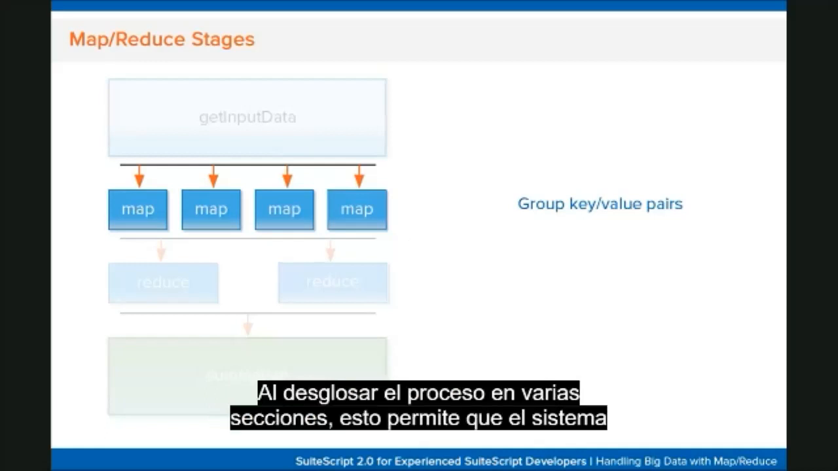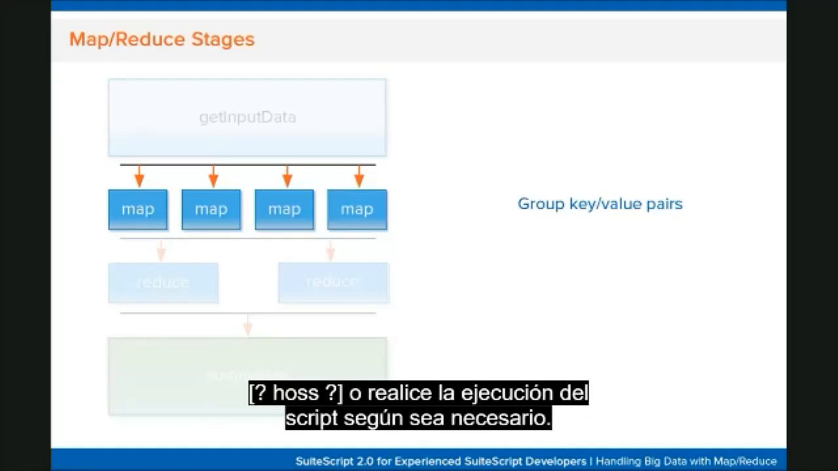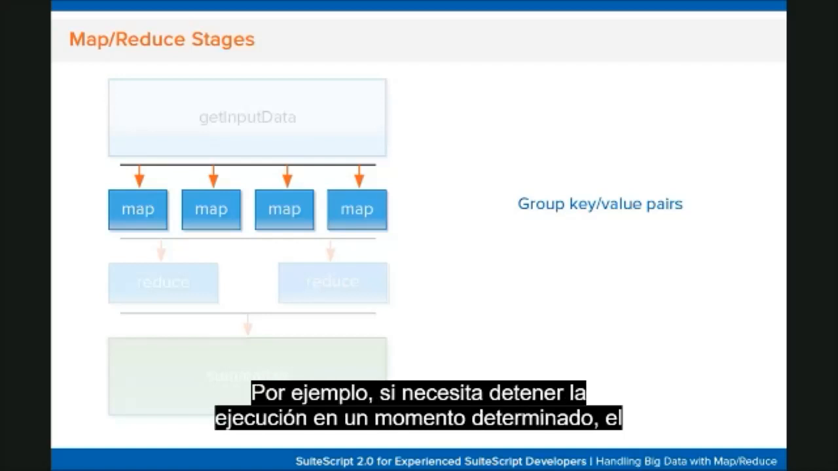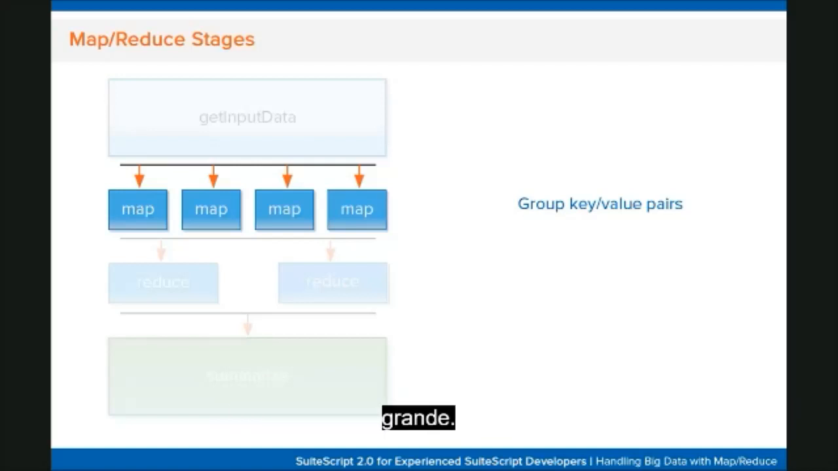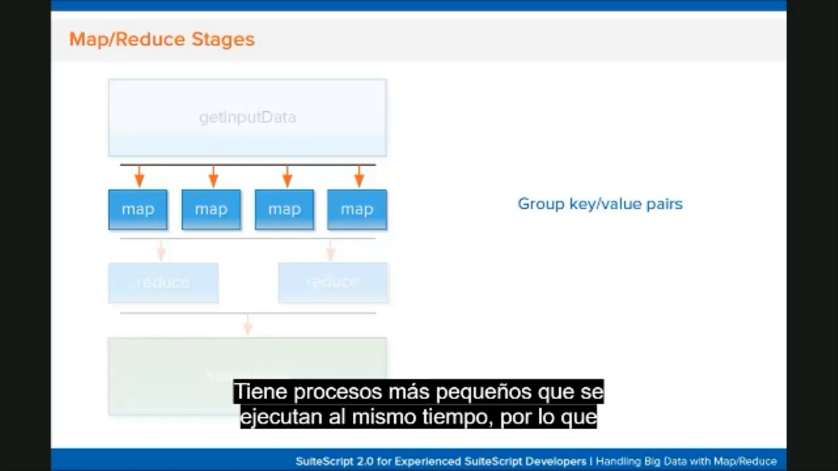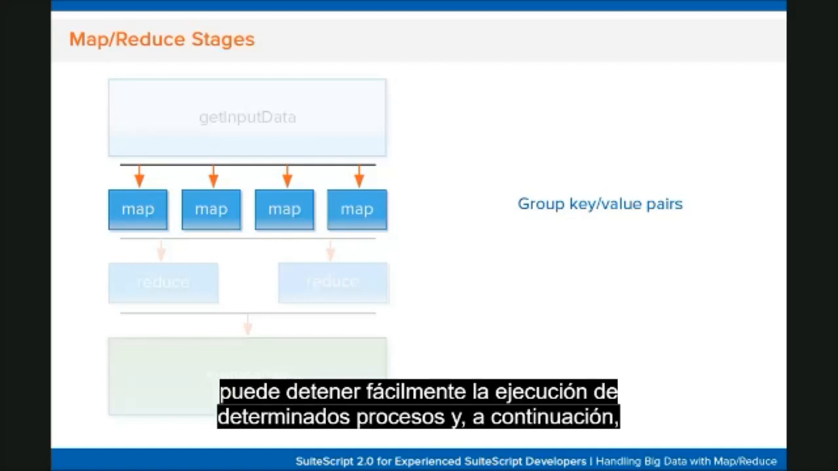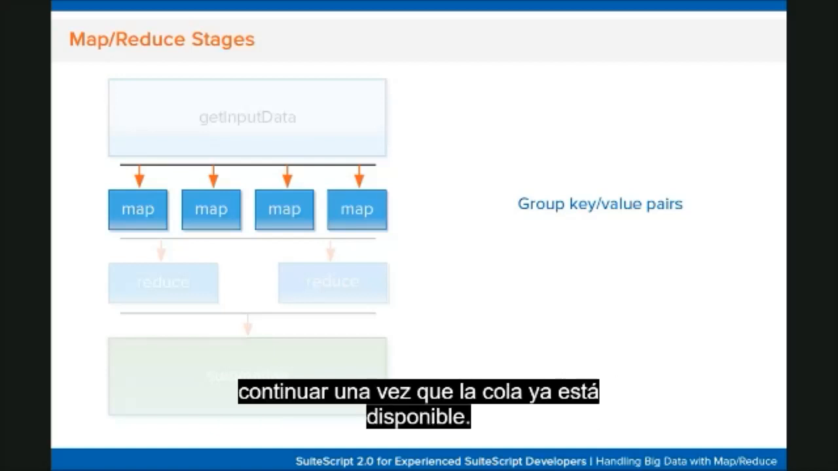By breaking the process down into multiple sections, this allows the system to pause or yield the execution of your script as necessary. So for example, if you need to stop the execution at a particular time, it would be easy for the system because you are not chopping the execution of one large script. You have smaller processes that are running at the same time. So you can easily just stop certain processes from running and then continue on once the queue is already available.